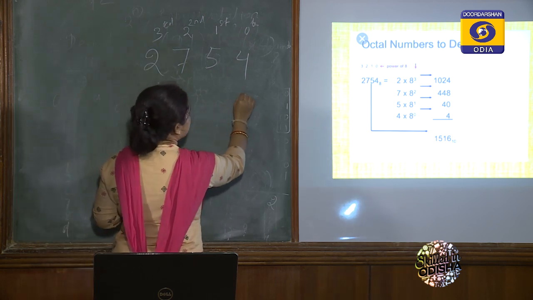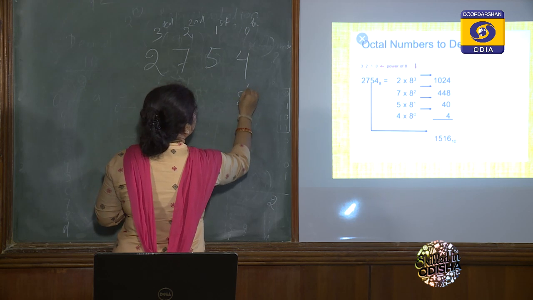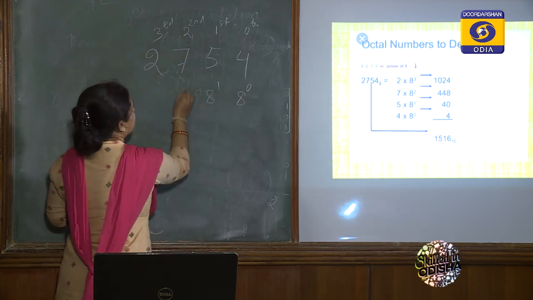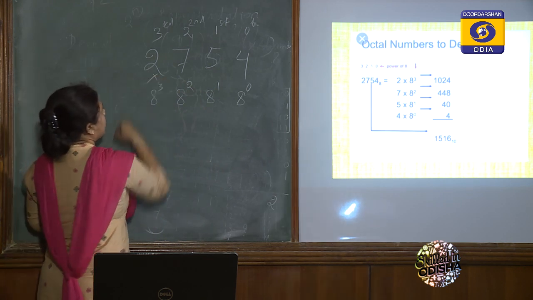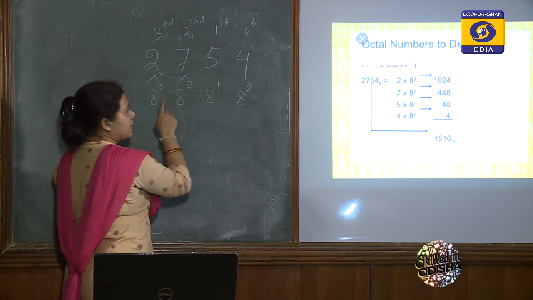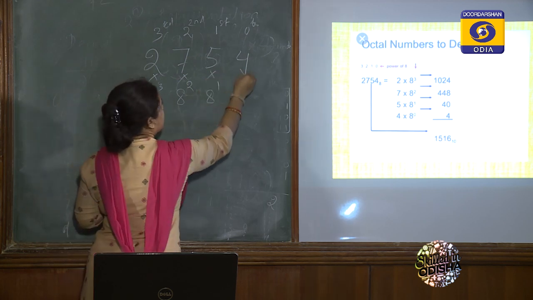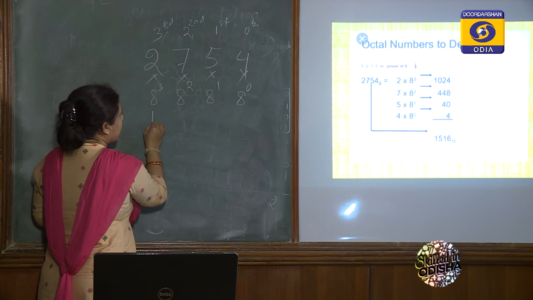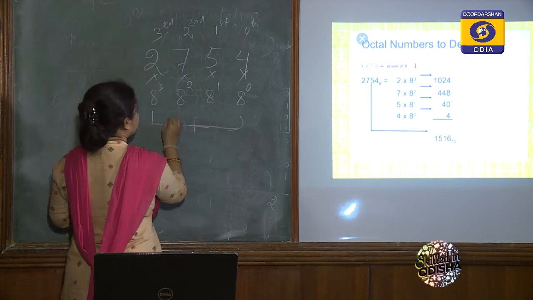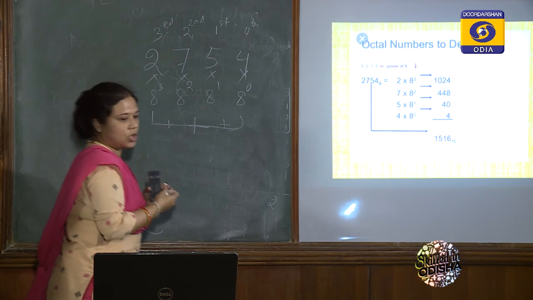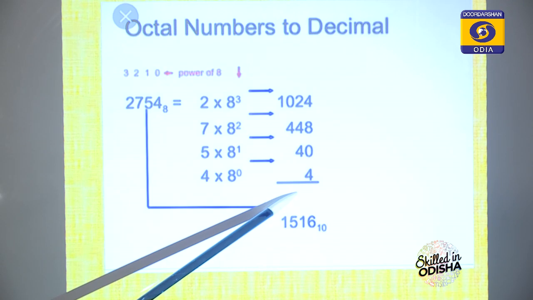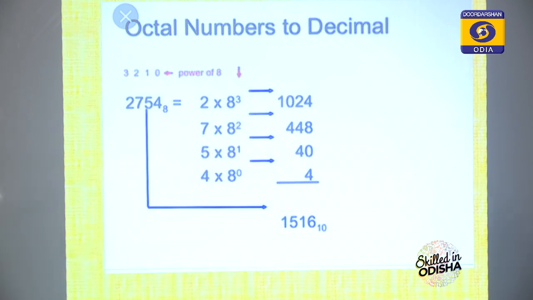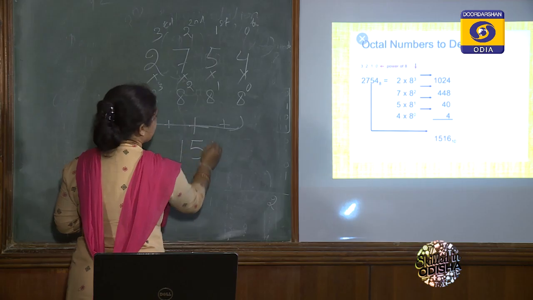That means here I have to multiply with 8 to the power 0, 8 to the power 1, 8 to the power 2 and 8 to the power 3. That is 2 into 8 to the power 3, 7 into 8 to the power 2, 5 into 8 to the power 1, 4 into 8 to the power 0. Then I have to go for addition. I have to add all these values. After adding we will be getting 1516.